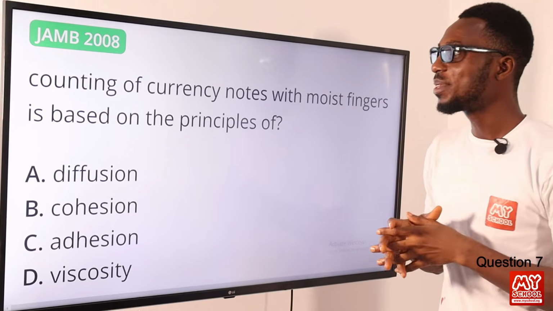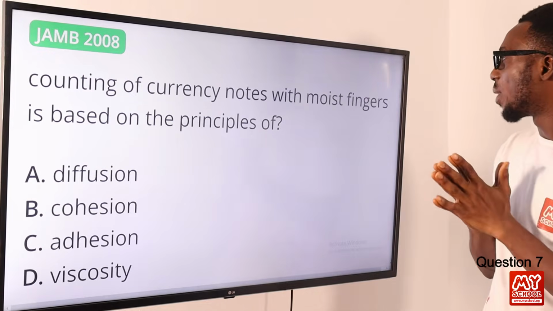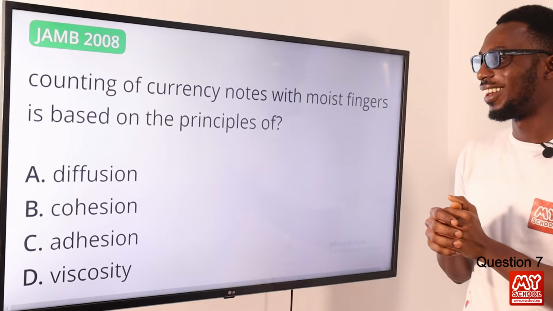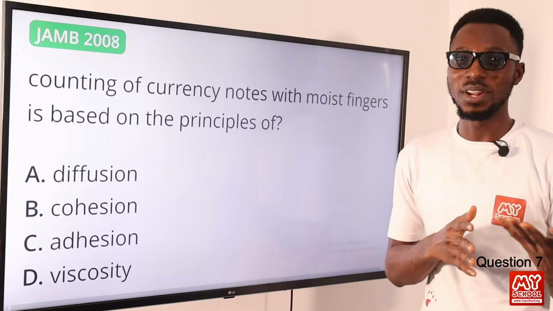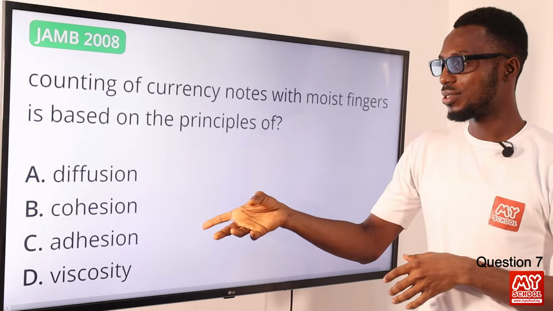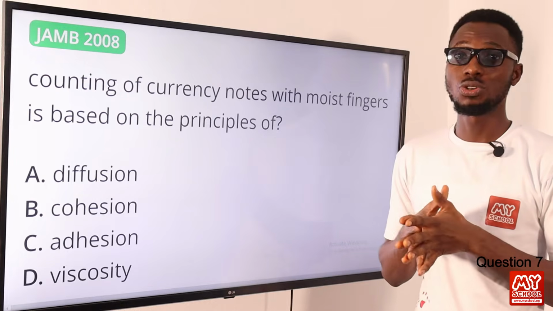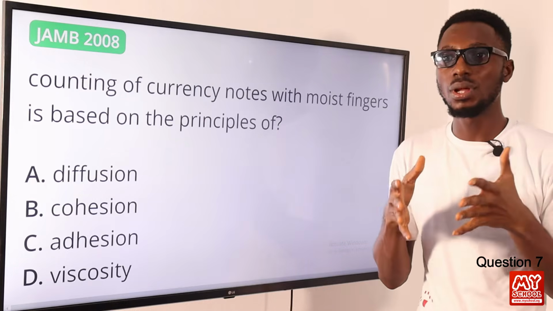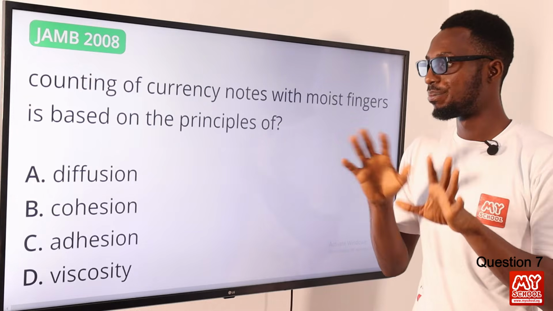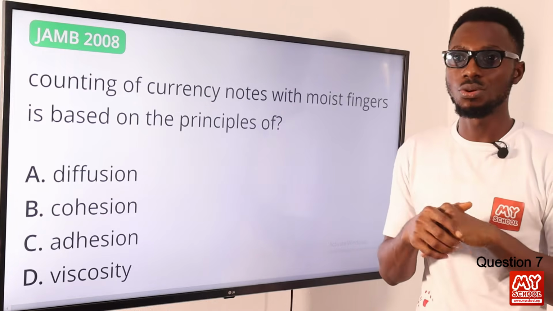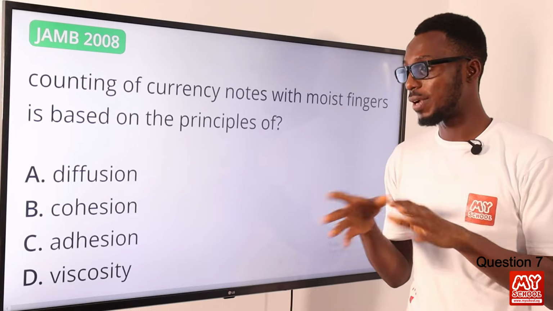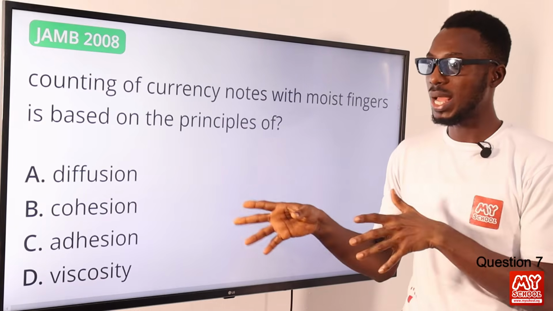7. Counting of currency notes with moist fingers is based on the principles of what? This is actually very funny though. So if you look at diffusion, you're talking about movement of molecules from a region of higher concentration to a region of lower concentration. Cohesion, you're talking about the force of attraction between molecules of the same substance. For instance, the cohesion you notice when you pick mercury, mercury will not wet glass compared to water. So that's why you will notice the adhesion, that is the force of attraction between molecules of different substances, like water and glass.